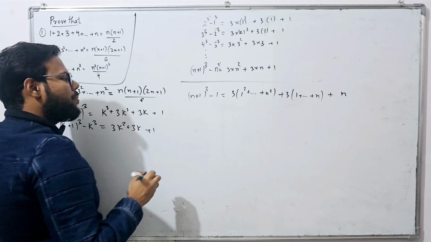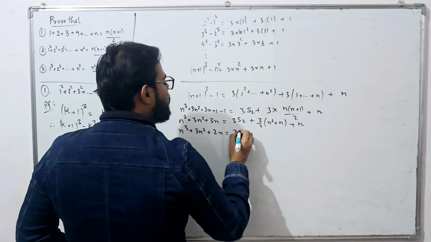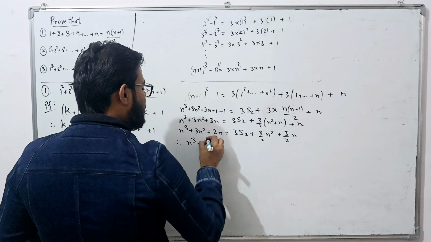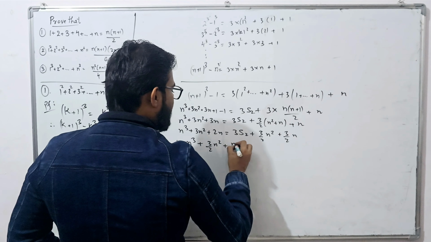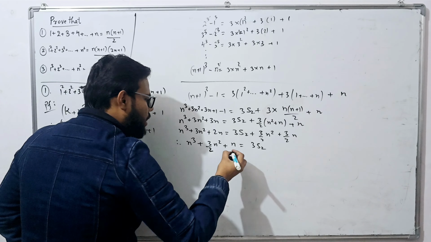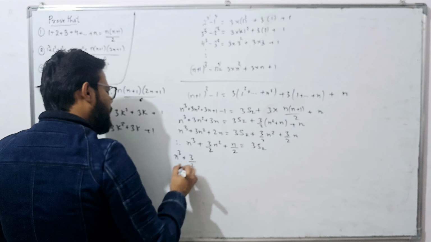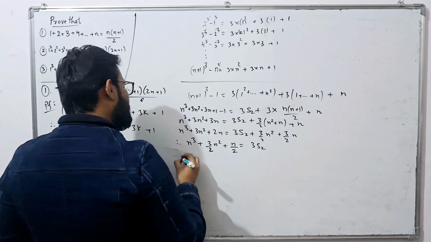When you move n from RHS to LHS, you get n cube plus 3n square plus 2n is equal to 3s2 plus 3 by 2 n square plus 3 by 2 n, and now let's solve it. You get n cube plus 3 by 2 n square plus n by 2 is equal to 3s2, right? It will be equal to 2n cube plus 3n square plus n by 6 is equal to s2, right?